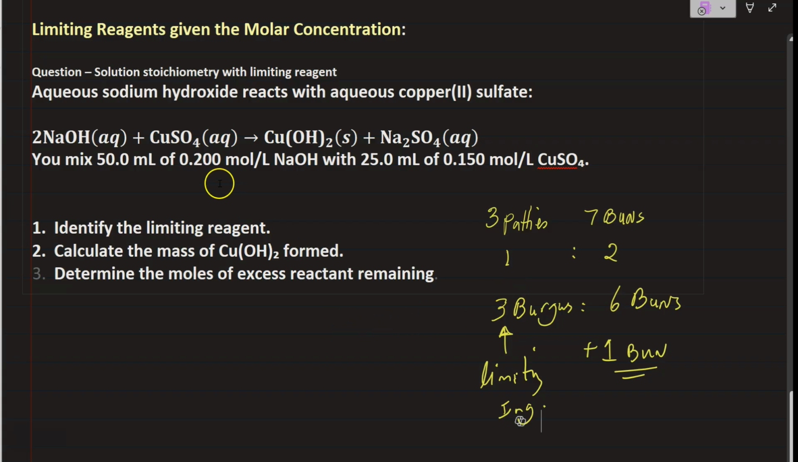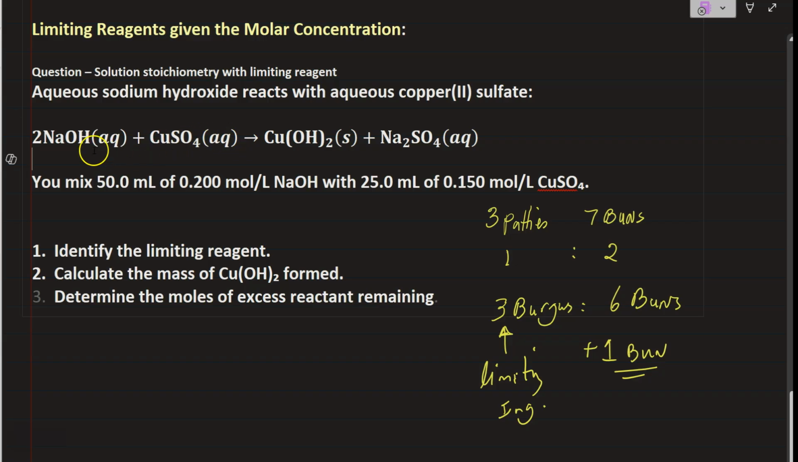All right, aqueous sodium hydroxide reacts with aqueous copper 2 sulfate. Here is the equation of it. It is balanced already. Just make sure that you know how to do that, very important. And then you mix 50 milliliters of 0.200 molar, that's the molar concentration of NaOH, with 25 milliliters of 0.150 mole per liter molarity of copper sulfate. Question number 1, identify the limiting reagent. 2, calculate the mass of copper hydroxide formed and determine the moles of excess reactant remaining.